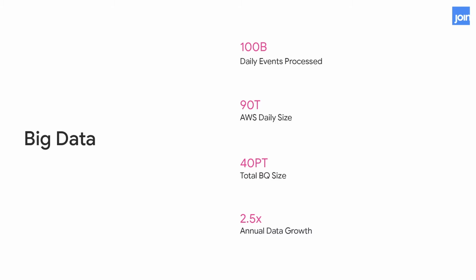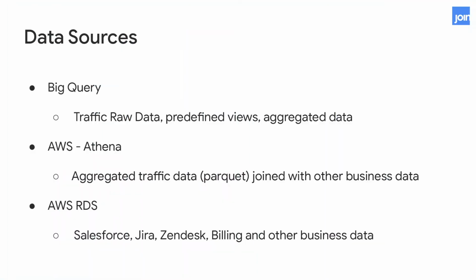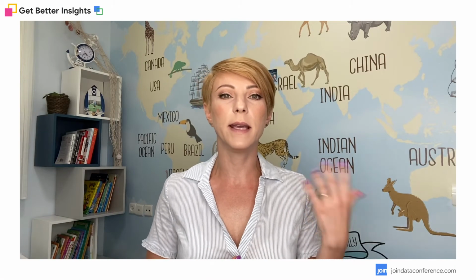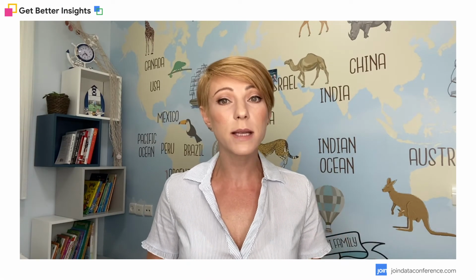And a little bit about our data sources and how much data we actually need to analyze. We have the big data database, where we keep the raw traffic data, which is a huge amount of events on a daily basis. We use predefined views on this data to be able to analyze it much quicker. And of course, we use aggregated data to provide the insights and analytics to our customers.